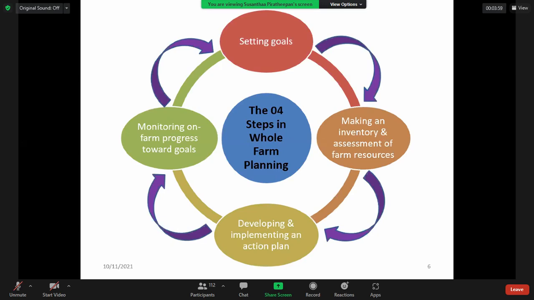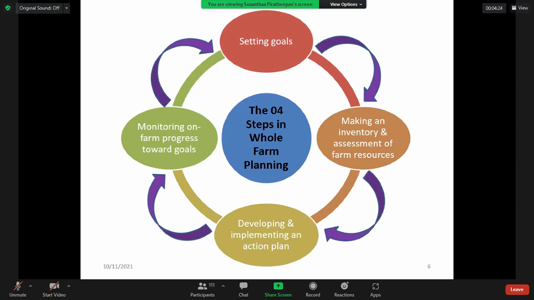It may be a vision, or a particular goal to achieve through your farm activities. The second one is making an inventory and assessment of your farm resources. So second, after you have made goals, you want to know what inventory you have. Inventory means the things or resources you have.